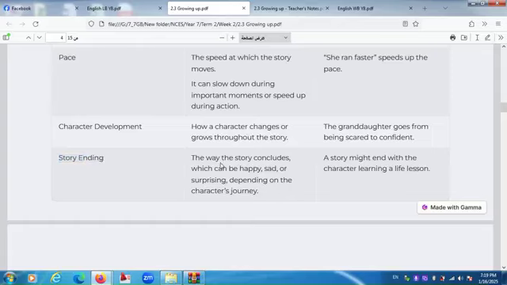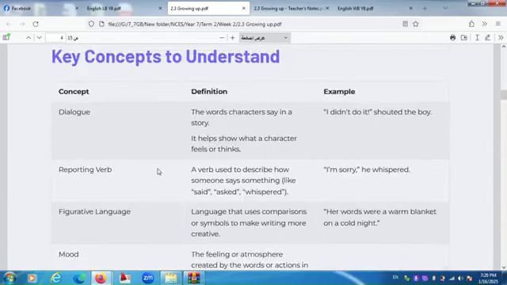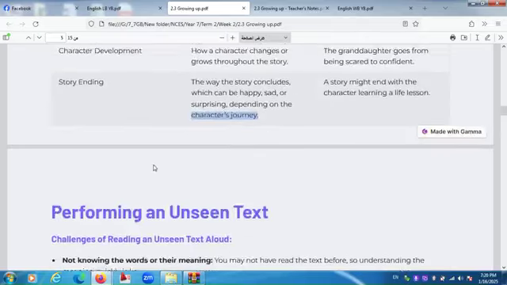Story ending: it's the way you end or conclude your story. So the way the story concludes, which can be happy, sad, surprising, depending on the character's journey or the writer's purpose. So we have, for example, unexpected ending, open ending, happy ending, sad ending. So a story might end with the character learning a life lesson. It depends on the writer and on the journey of the character as well. So these are keywords or key concepts you have to understand before starting the session.